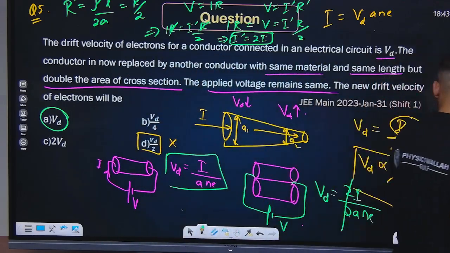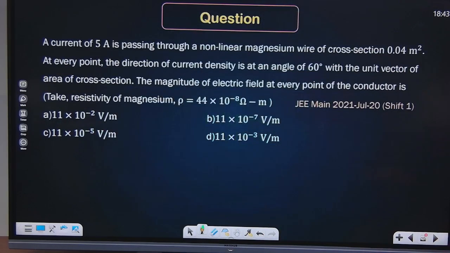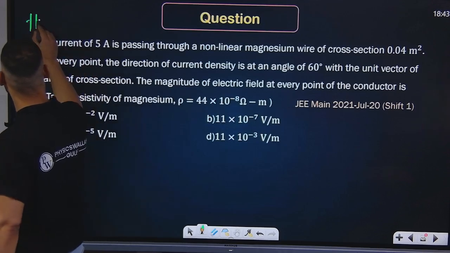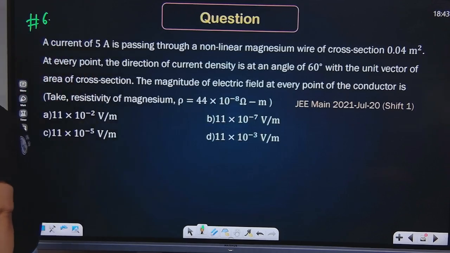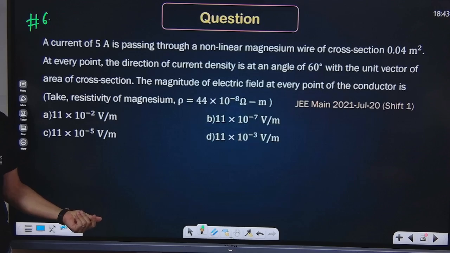Next. Should I go to the next? Yes or no? Yes. Skip. Yes.